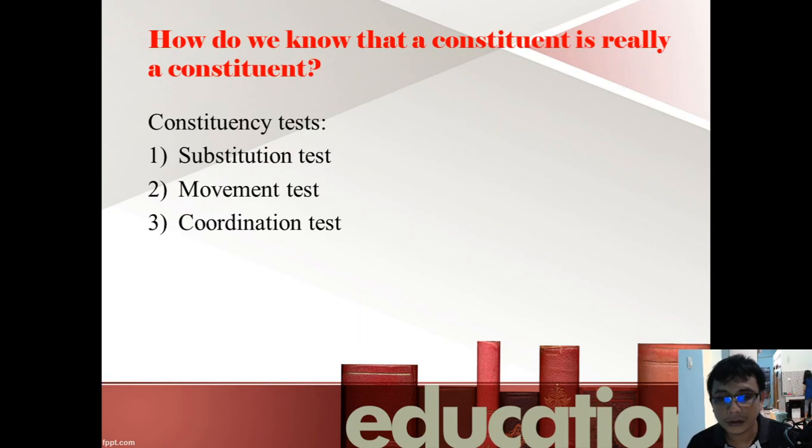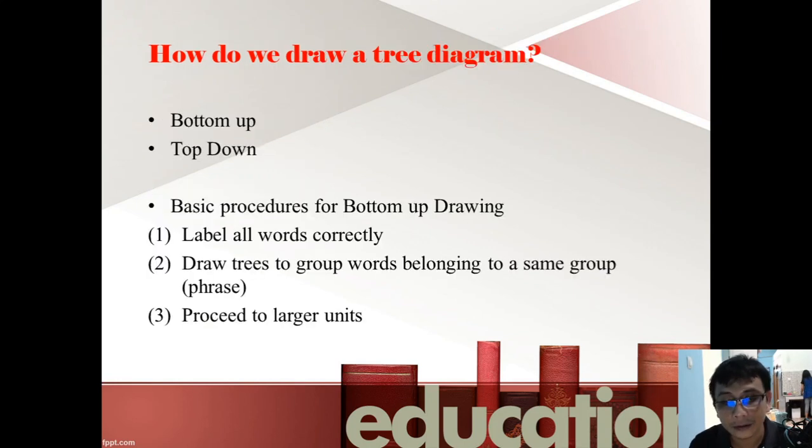So one short question: how do we know that a constituent is really a constituent? I'm not going to go deep into this, but there are the so-called constituency tests that you can learn from your textbook to determine whether a certain component is a constituent of a larger group or not. We have several known tests, which are called the substitution test, movement test, and coordination test, and hopefully you can learn about this in depth at home.